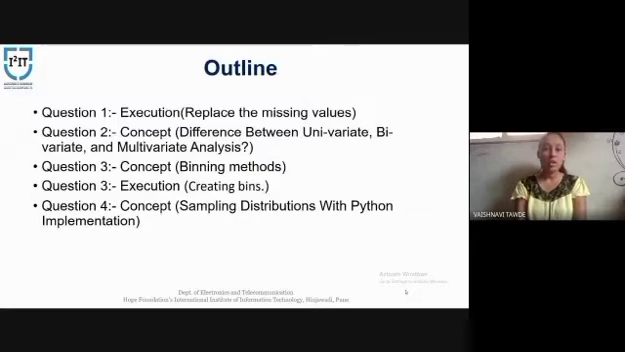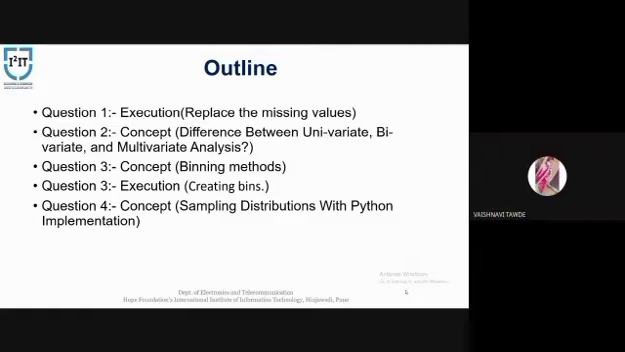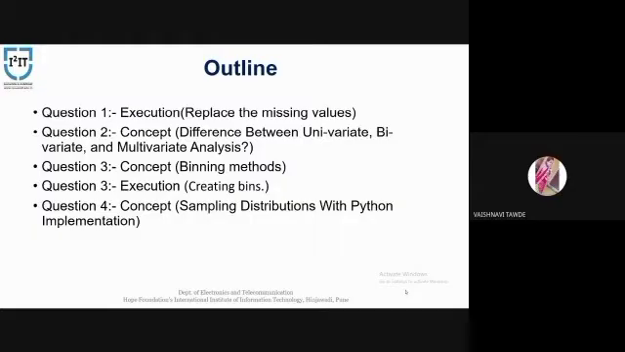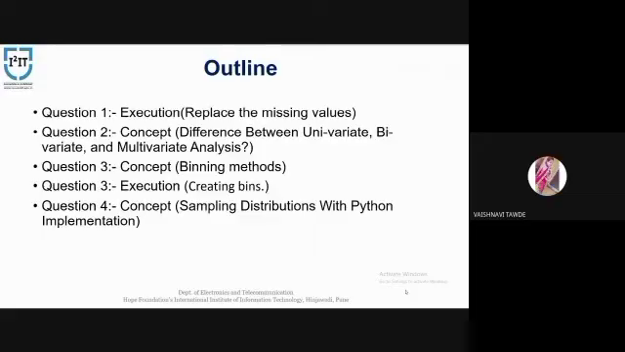Now, this is the outline for what I am going to explain in this presentation. Question 1, Execution: replace the missing value. Question 2, I have to differentiate between the univariate, bivariate, and multivariate analysis. Question 3 is finding methods, and also I have to execute the code for that. And question 4, starting distribution with the Python. So let's move forward.